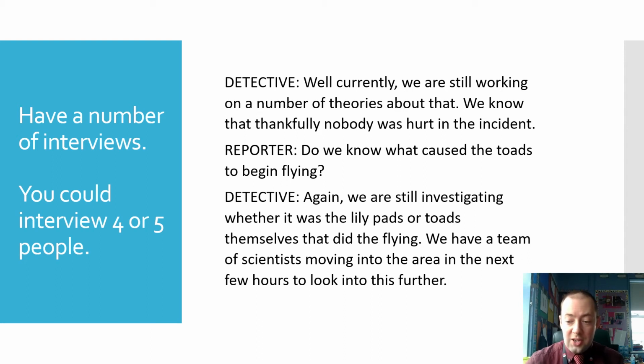And you could repeat this sort of tone, this same sort of interview, with four or five different people. We talked before in class about how you could interview the detective, you could interview one of the police officers if you wanted, you could interview the scientists who are looking into it and investigating further, you could interview the old lady, you could interview the man who was eating the sandwich. There's at least four or five people you could interview and bring into this conversation.